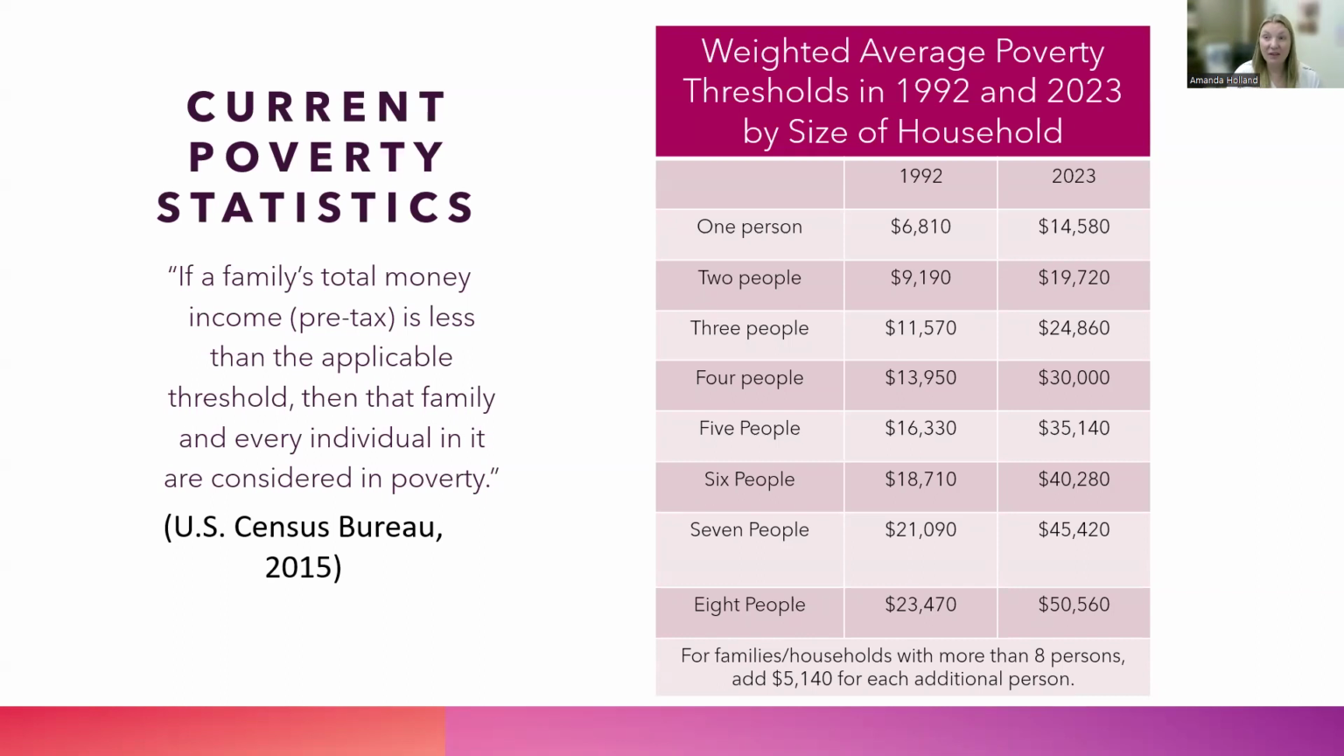If your rent is $500 a month, that's $6,000 a year. So that's almost half of what this poverty threshold is. And this is your pre-tax income. For families or households with more than 8 people, we add a little over $5,000 for each additional person that is considered to be in poverty.